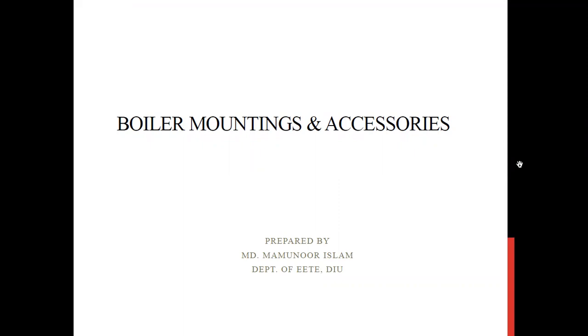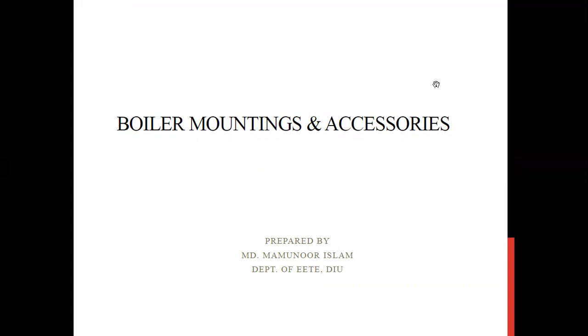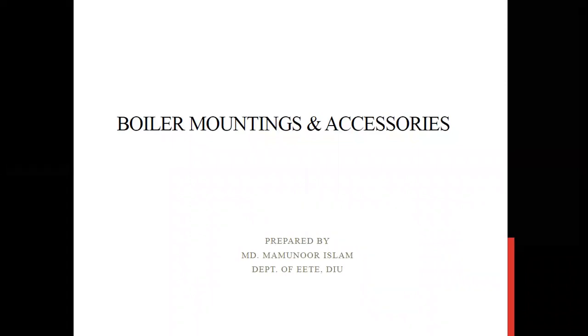Okay, so if you remember, in the last class we studied the steam power plant. In the steam power plant, there are four main components. One is the boiler, then the turbine, then the third one is the condenser, and the fourth one is the feed pump. So these four are the main components of a steam power plant.